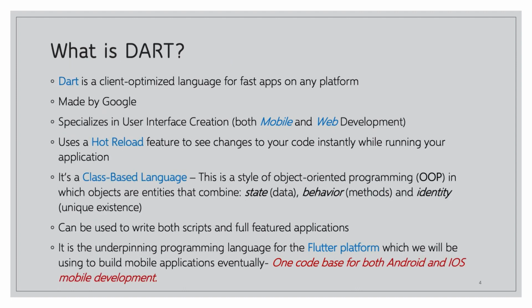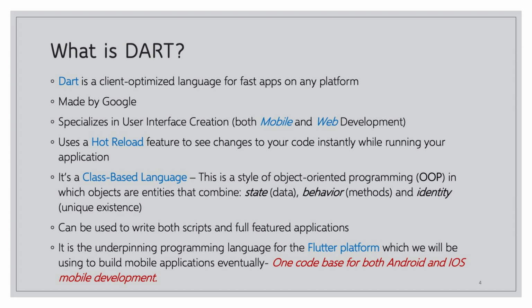Dart is a client-optimized language for fast apps on any platform. It's made by Google. It specializes in user interface creation, both mobile and the web. Our focus will be mobile in this series. It uses a hot reload feature to see changes to your code instantly while you're running your application. It's a very handy feature.